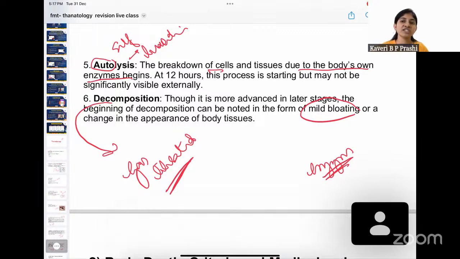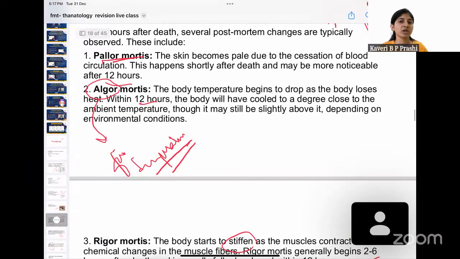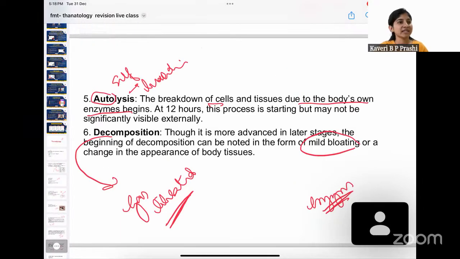Then, what are the other changes that are seen? Then we also have algor mortis. What is algor mortis? That is a change in the temperature. Basically the cooling that happens in the body is called algor mortis. Then we have autolysis. Autolysis is self breakdown of the tissues by the enzymes from our body, and this will be well appreciated after 2 to 3 days, but it's going to start at 12 hours. Then we have decomposition, because of which a lot of gases are liberated, and this is going to give a mildly bloated appearance to the body.